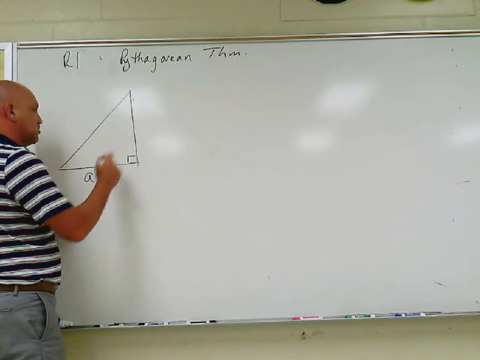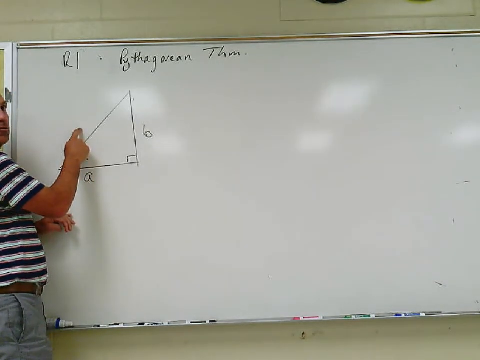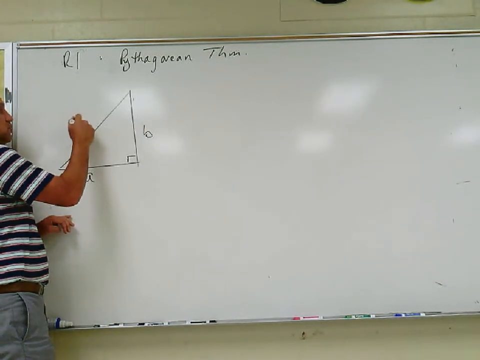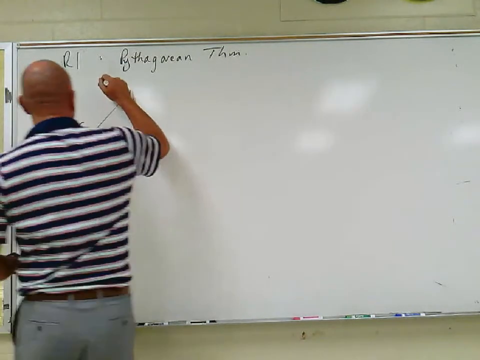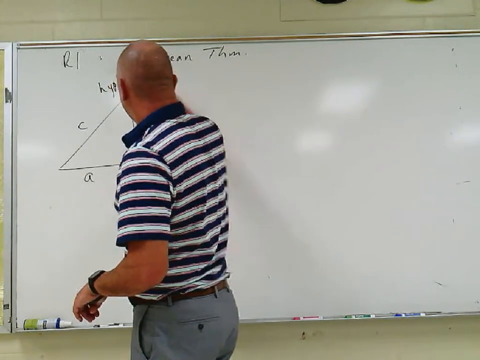So we usually use A and B for the legs, and then the longest side is called the what? Hypotenuse, and we call that C. So C is the hypotenuse. It's the longest side.